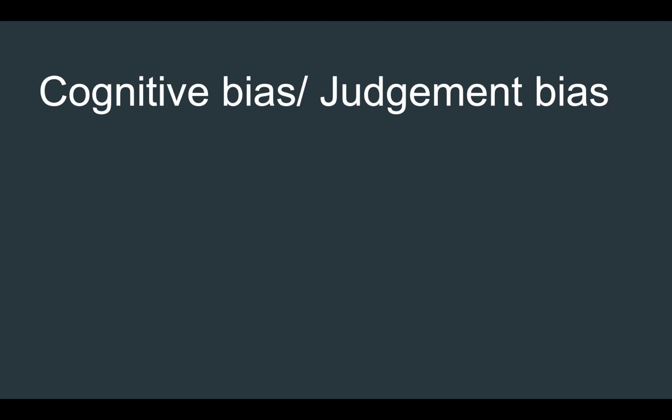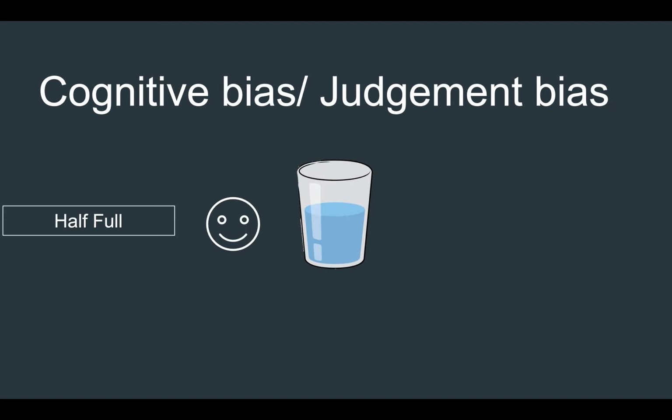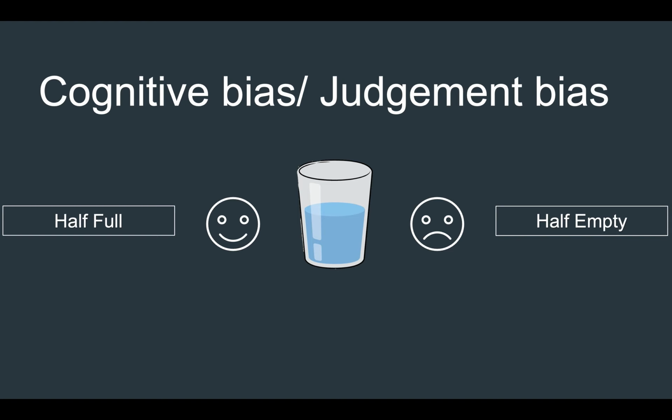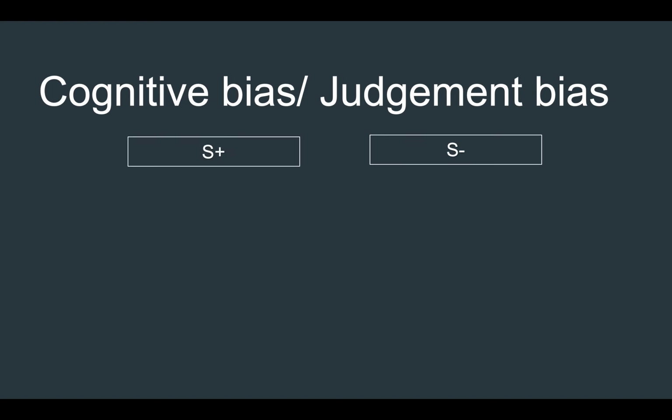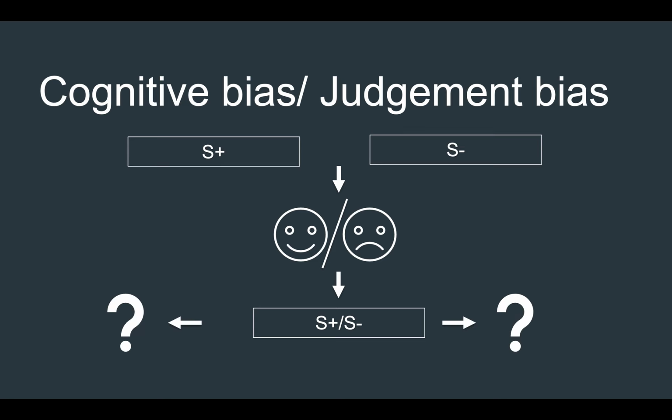So what do I mean by cognitive bias or judgment bias? Well, really all this is asking an animal if the glass is half full or half empty. Are they optimistic or pessimistic about a particular stimuli? And how we do this is we train them on a discrimination between a rewarded or S+ stimulus and an unrewarded or S- stimulus. Then we do some sort of manipulation to induce positive affect or negative affect. And then we ask the animals to interpret an ambiguous stimuli. Are they going to be optimistic about this particular stimulus, or are they going to be pessimistic about it?